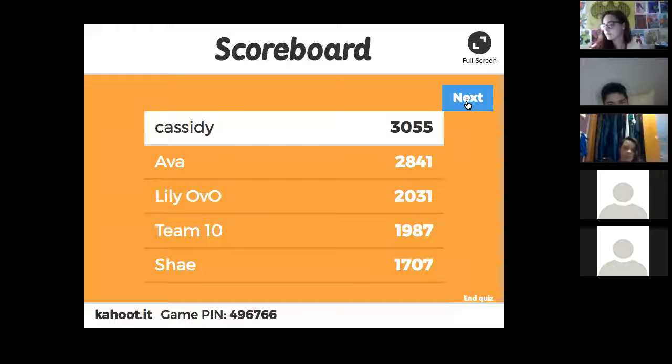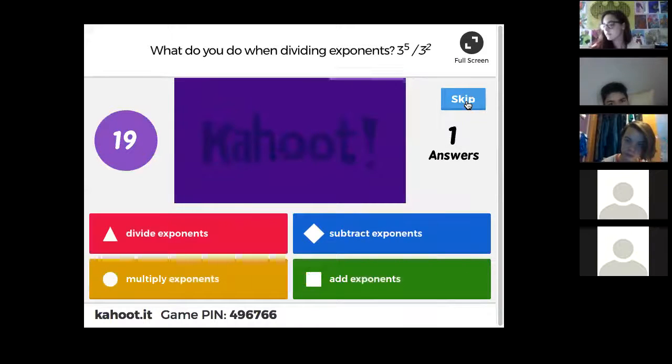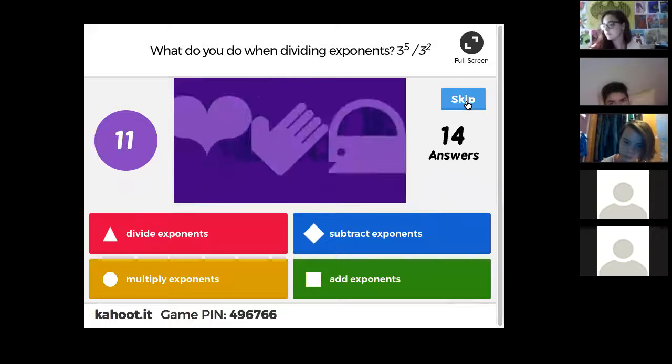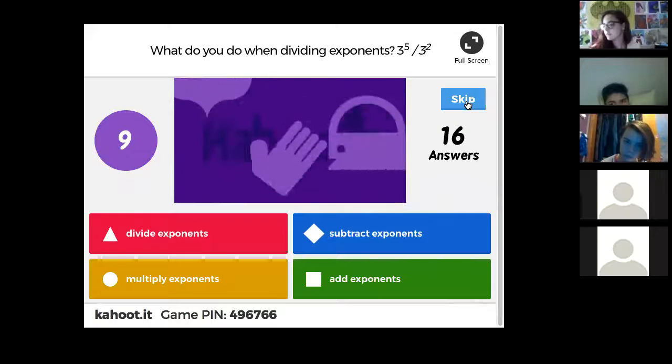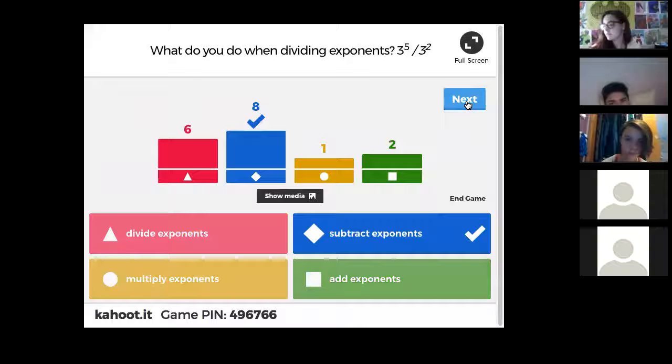Here we go. What do you do when dividing exponents? So say 3 to the 5th power divided by 3 to the 2nd power. What do you do with the exponents there? Divide them, subtract them, multiply them, or add them? All right, 8 of you got that right.